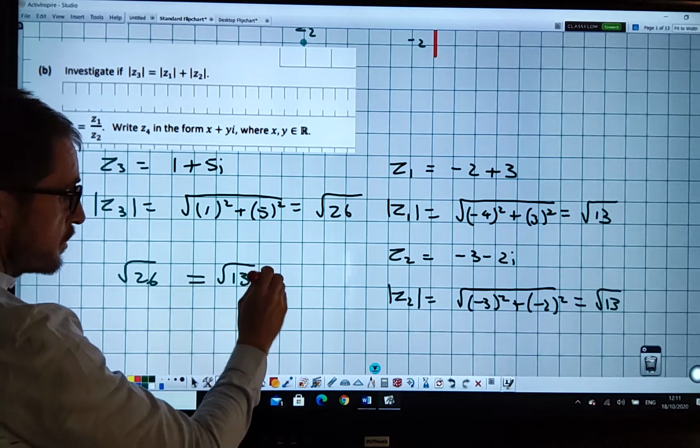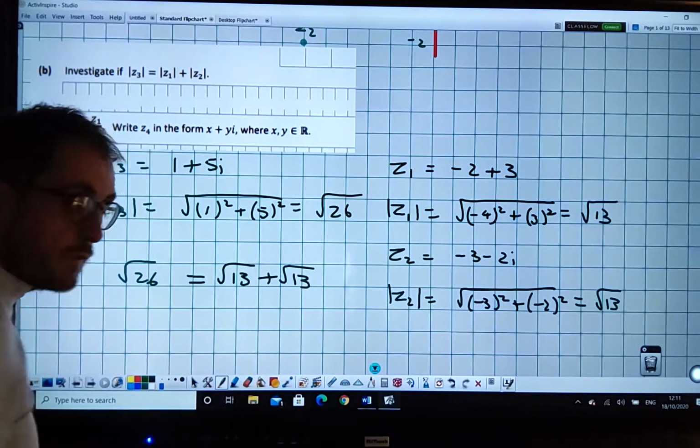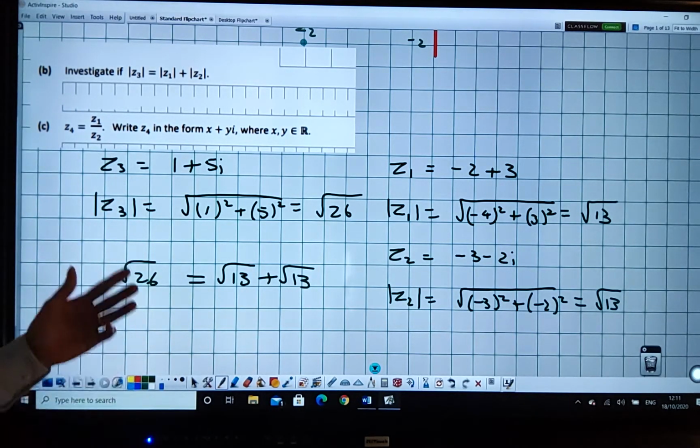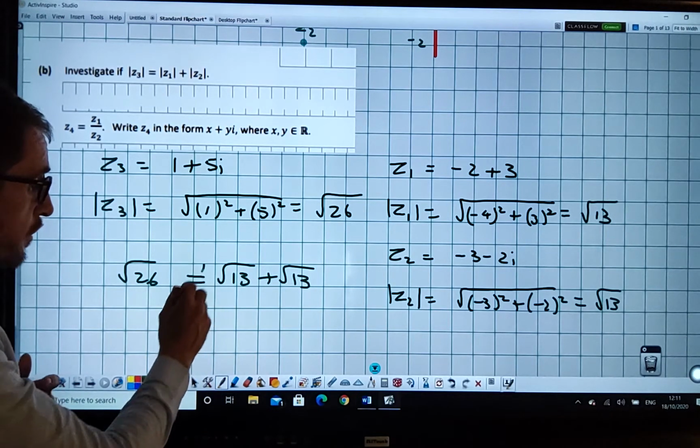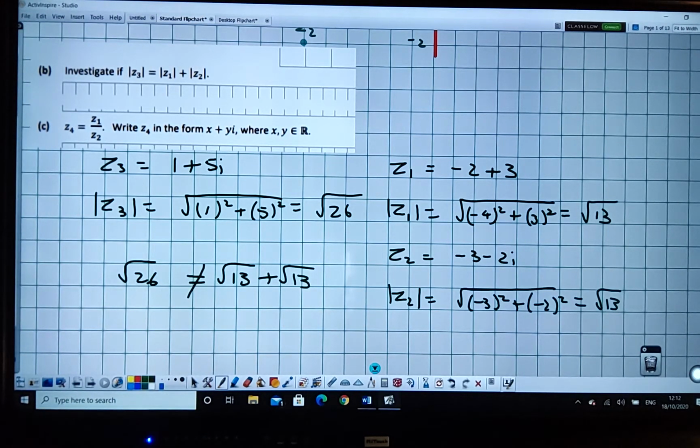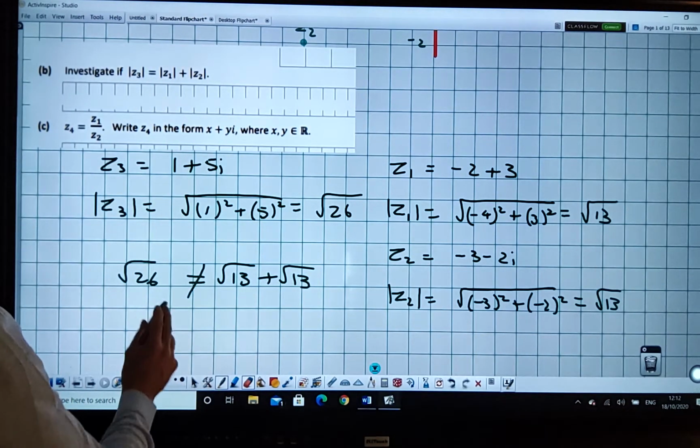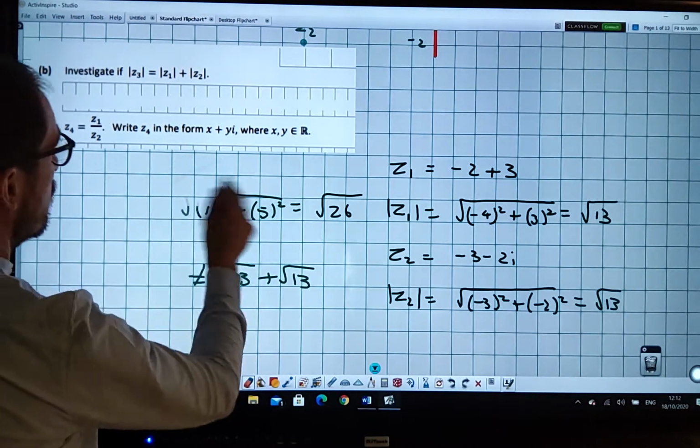And then you can see, so is the square root of 26 equal to the square root of 13 plus the square root of 13? So it's important for you to remember that it's not. Okay, and you can check that by putting it into your calculator. So you just write, no, it's not. Okay, and the last part of this question then was, write Z4 in the form x plus yi.